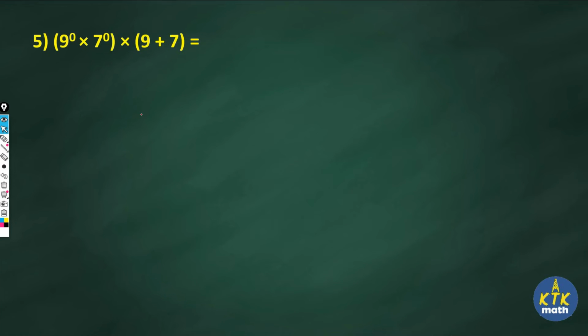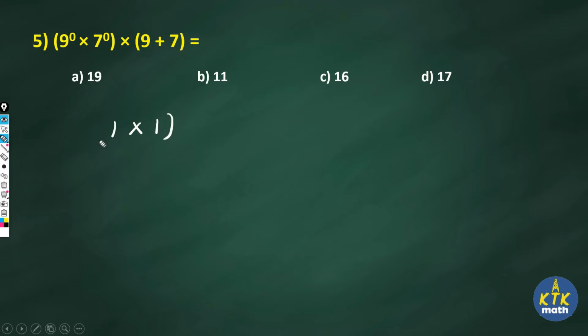Now question number 5, it's completely a numerical one. There are no variables here like in the previous questions. So just try to simplify. You have so many symbols there, so don't get confused with that. 9 power 0 value is 1, followed by the multiply symbol. 7 power 0 value is 1. Just now we have learned that any number power 0 is 1. Multiply again, 9 plus 7, which gives you 16.